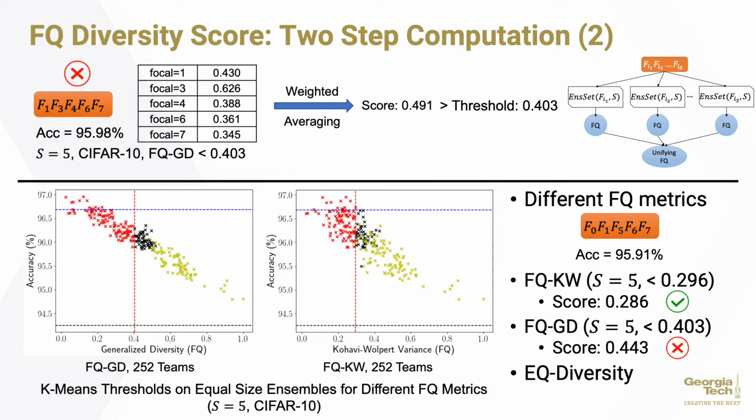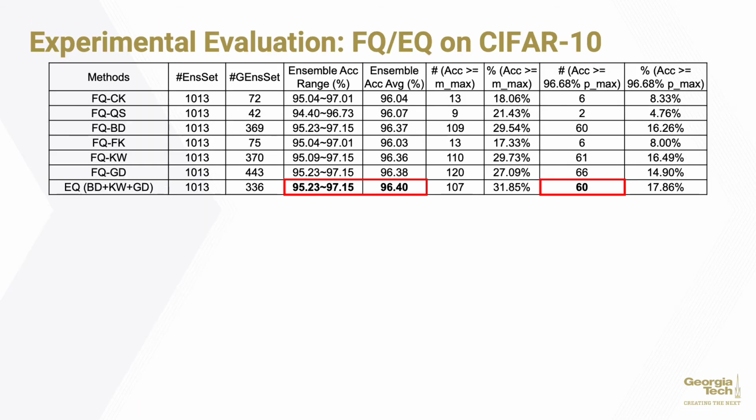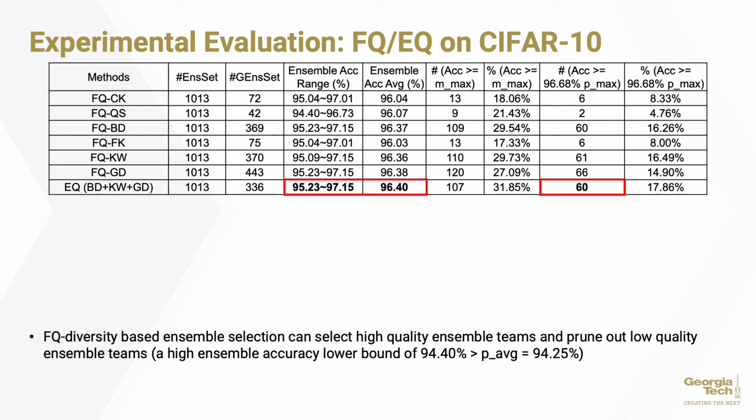This observation motivates our EQ diversity to combine top-performing FQ diversity metrics to further improve the ensemble selection results. We evaluate our FQ-EQ diversity ensemble selection on Sufferton and ImageNet. On Sufferton, first, FQ diversity can effectively select high-quality ensembles and prune out low-quality ensembles. Second, EQ diversity ensemble selection achieves the best performance.